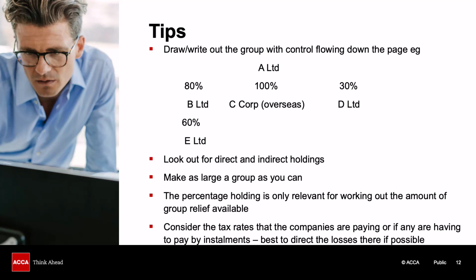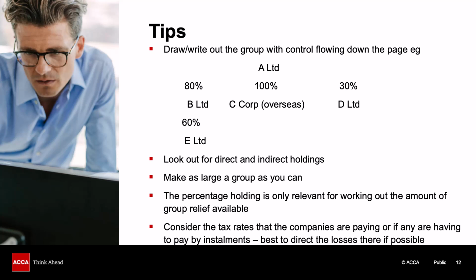And remember that the percentage holding in a company is only relevant for working out whether companies are in a group relief group. It's not relevant in determining the actual amount of group relief available. So if you have an 80% holding in another company, you're in the same group relief group, but you can absolutely give away 100% of your loss if you wish.